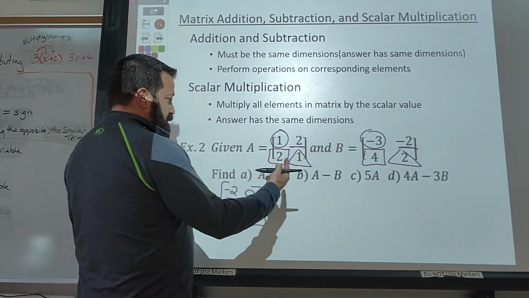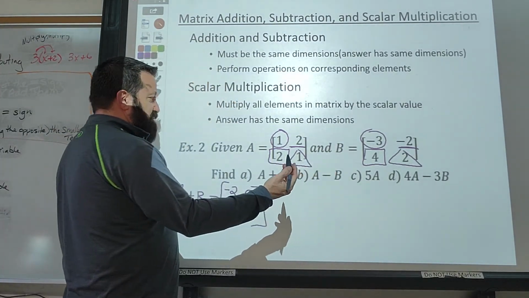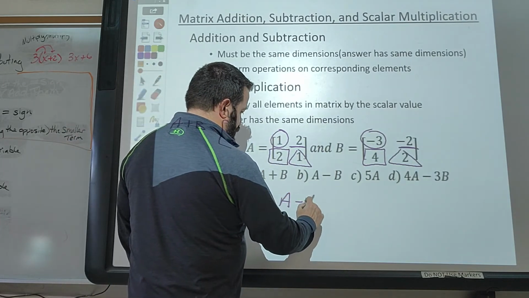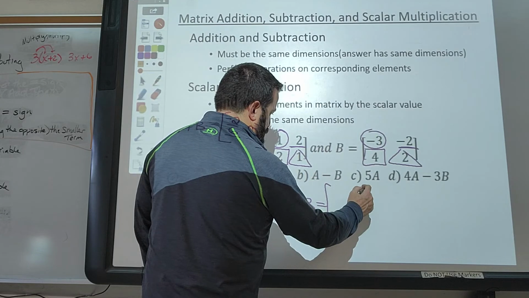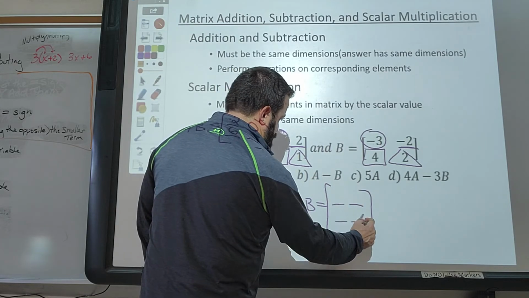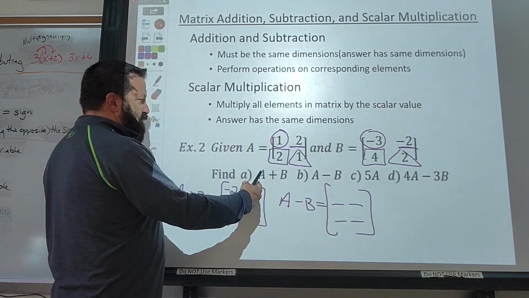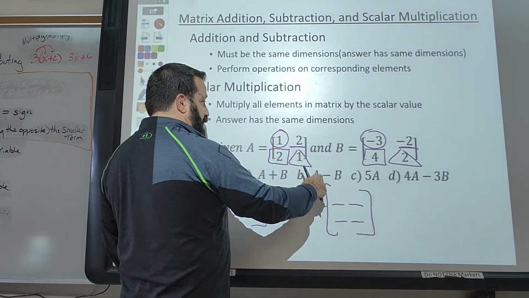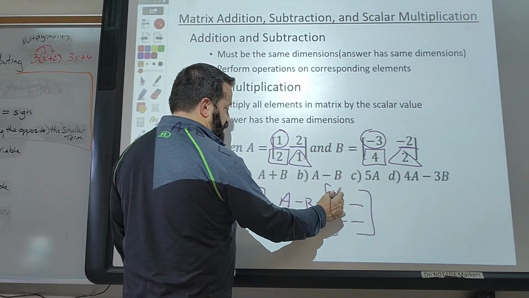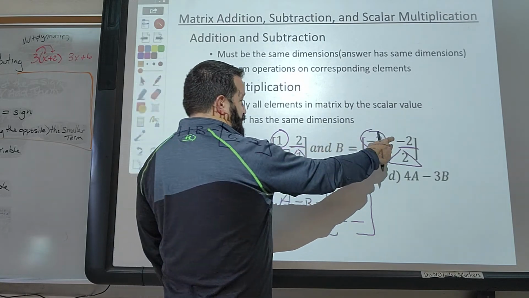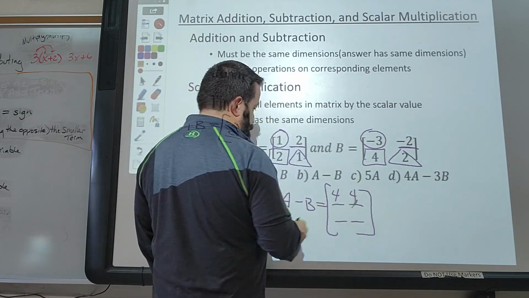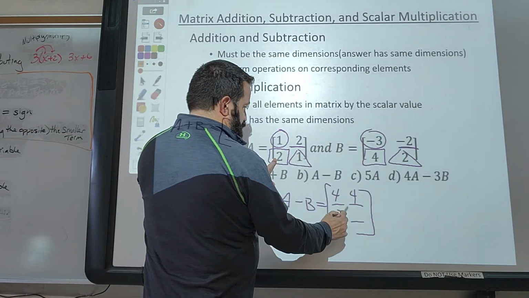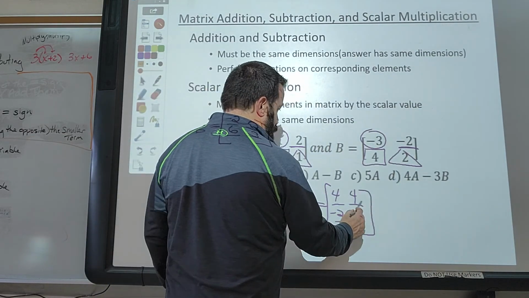When you do the subtraction one, it's just the same thing. Just be careful with your subtraction. So if I'm doing A minus B, again, they're both 2 by 2s, so I'm going to get 4 elements for my answer. If I'm taking A minus B, it's 1 minus a negative 3, so that's going to be a positive 4. 2 minus a negative 2 is a positive 4. 2 minus 4 is going to be a negative 2, and 1 minus 2 would be a negative 1.